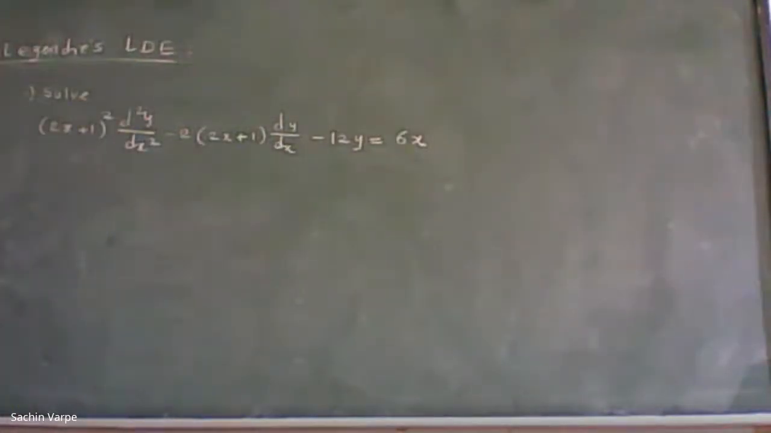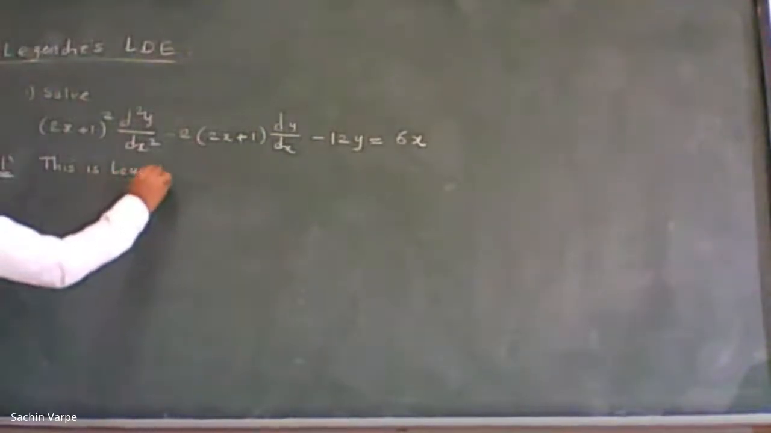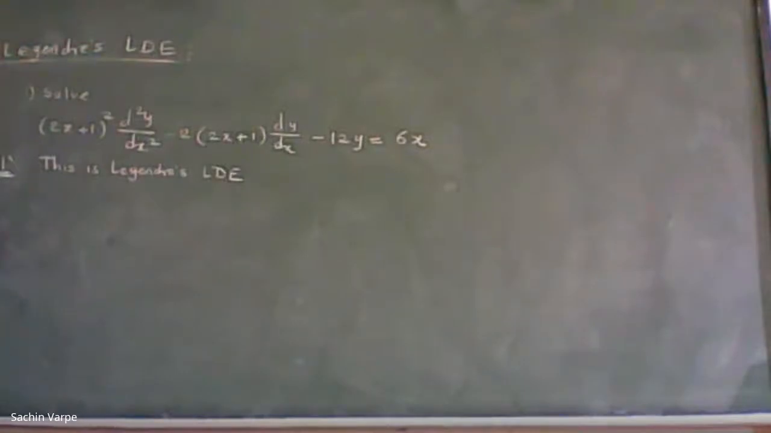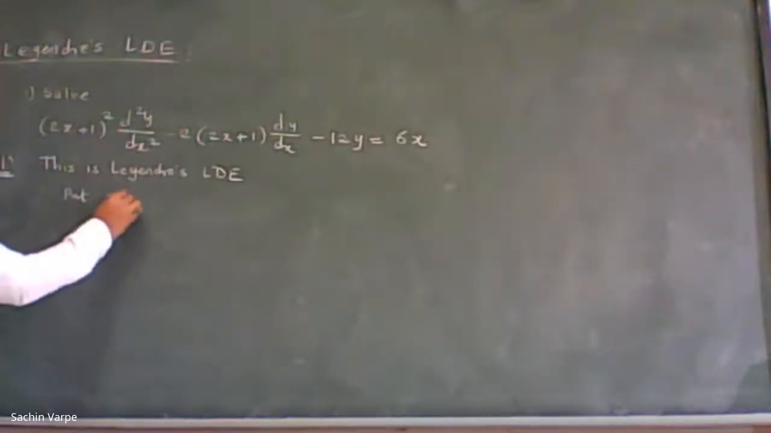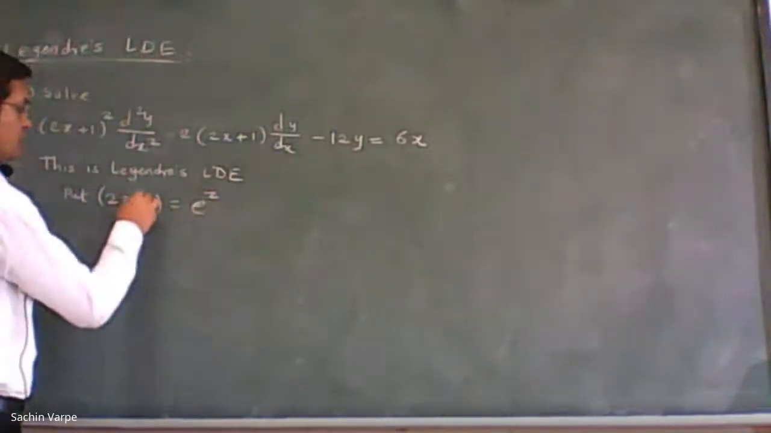Okay. So we will need the substitutions up to second order. So we'll write that only. The solution. So this is Legendre's linear differential equation. Therefore, how to reduce it into a linear differential equation with constant coefficients? Put 2x plus 1 is equal to e to the power z.